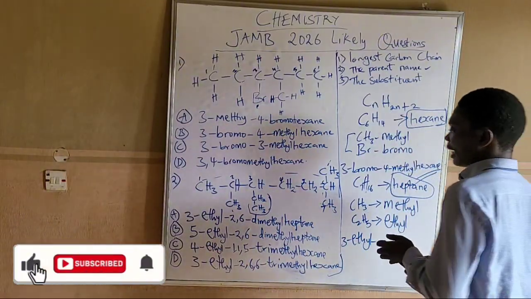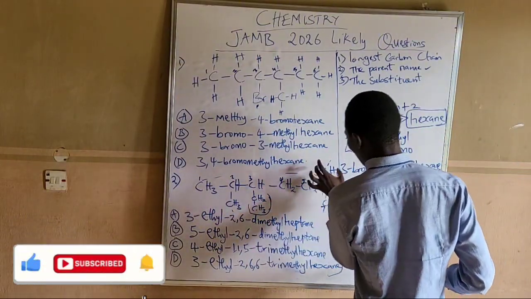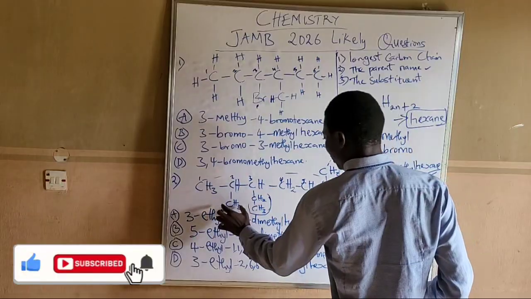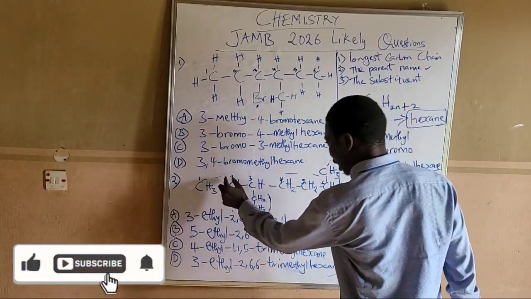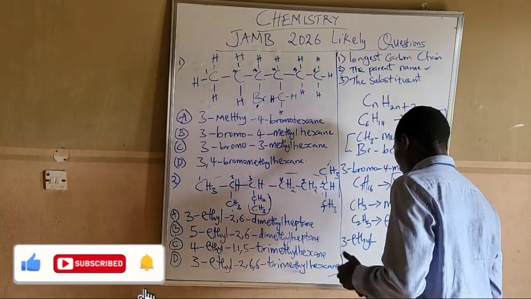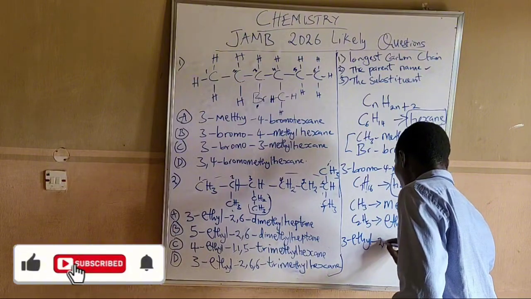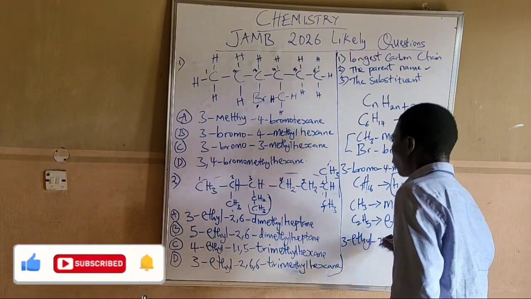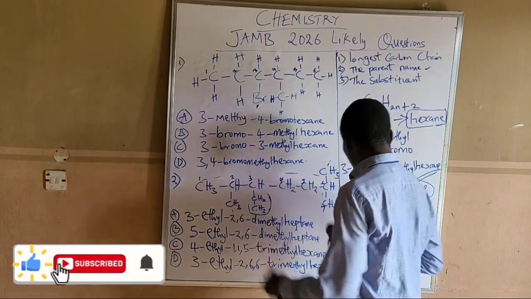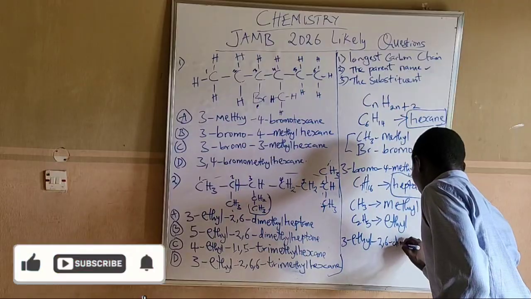Is ethyl the only substituent that we have? We have this and this as substituents. But they are attached to what carbons? Carbon 2 and carbon 6. So I will say 2,6. We call it di because there are 2. Dimethyl.